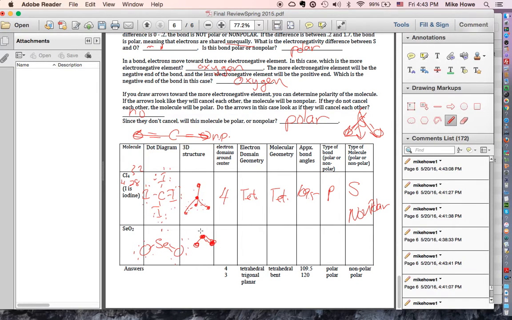Okay, domains around the center, 1, 2, 3. So it's trigonal planar and bent, like the SO2 was we did earlier. Bond angles would be approximately 120 since it's in a plane and you're dividing into thirds. The type of bond would be polar because of the Se and the O electronegativity difference. O is more electronegative, and the molecule is asymmetrical. So that means it also is going to be polar.